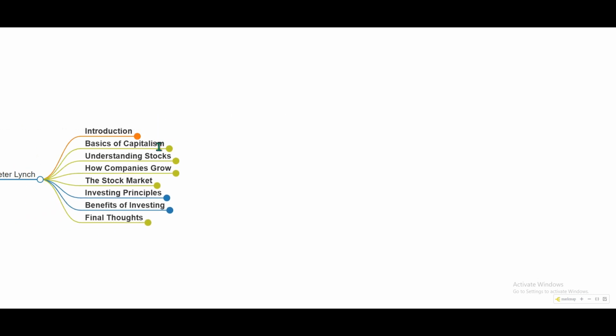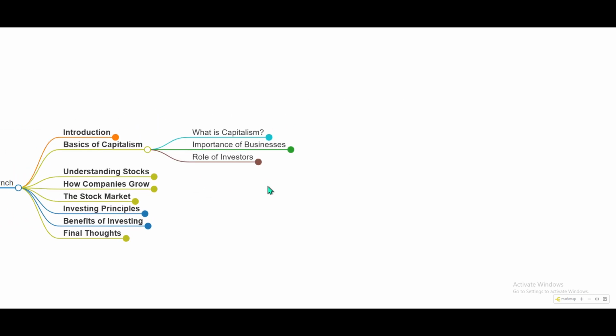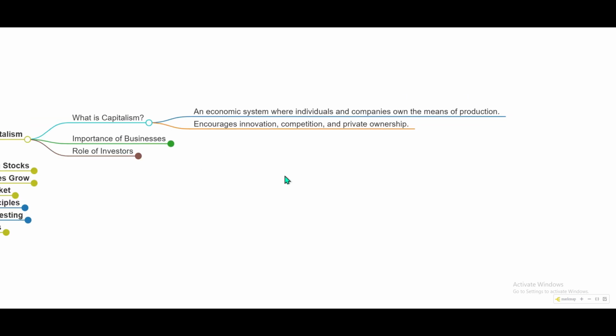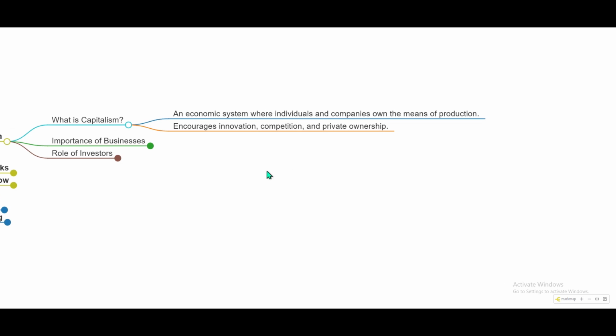Now next is the basics of capitalism. In the basics of capitalism, the book tells us about three things: what is capitalism, what is the importance of businesses, and what is the role of investors. So what is capitalism? Capitalism is an economic system where individuals and companies own the means of production, and it encourages innovation, competition, and private ownership.